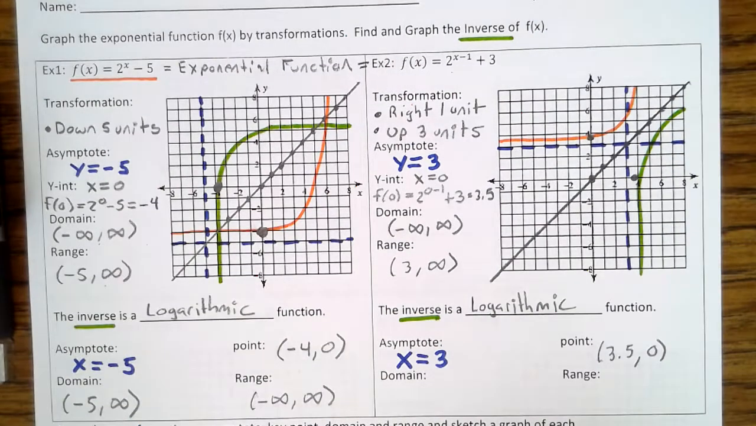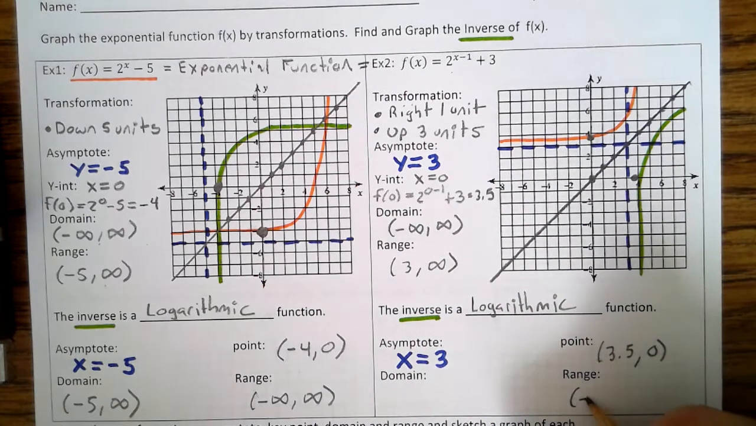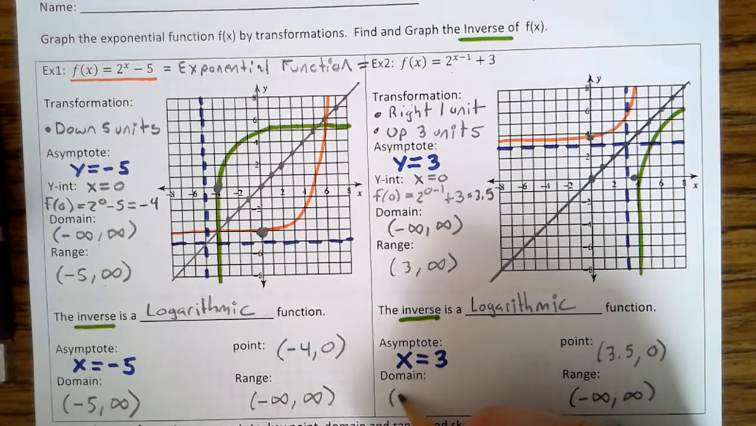All right. Domain, remember domain and range switch. So domain was negative infinity, positive infinity. Now the range is negative infinity, positive infinity. And the domain is 3 to infinity. All right, go ahead and finish up example 2.